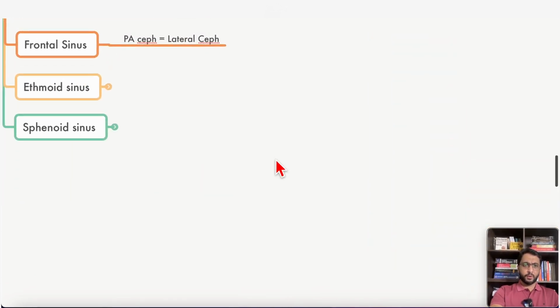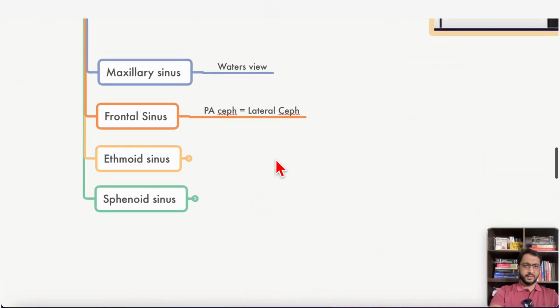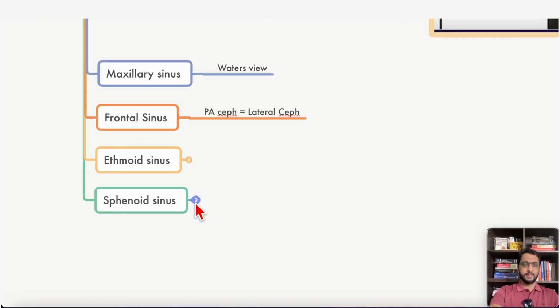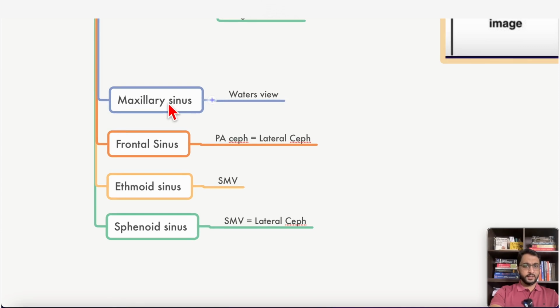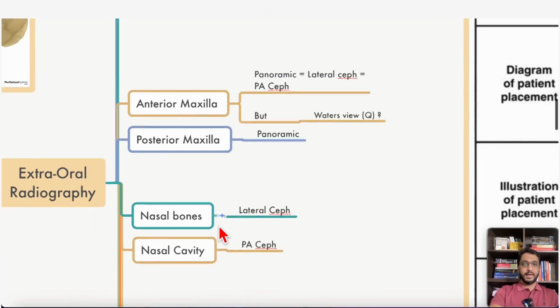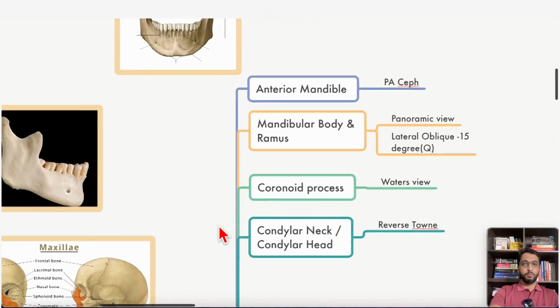Now these sinuses are not very important, except maxillary sinus and sphenoid sinus. Sphenoid sinus, we said the first one, submental vertex. You can also use lateral ceph. Ethmoid sinus, SMV. So it's basically PSF or lateral ceph, SMV or lateral ceph. Majorly I just want you to note maxillary sinus. Frontal sinus, PSF. At least remember one, it is your PSF or lateral ceph. Ethmoid sinus, SMV, sphenoid sinus, SMV. Please remember one, SMV. But others are very crucial and important to know.